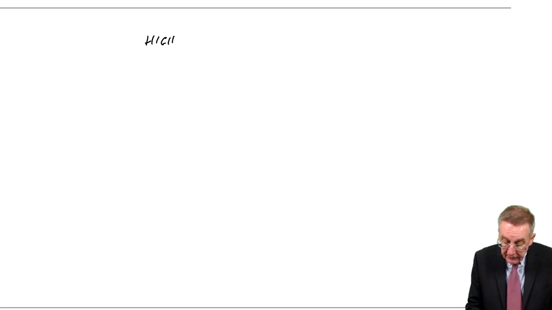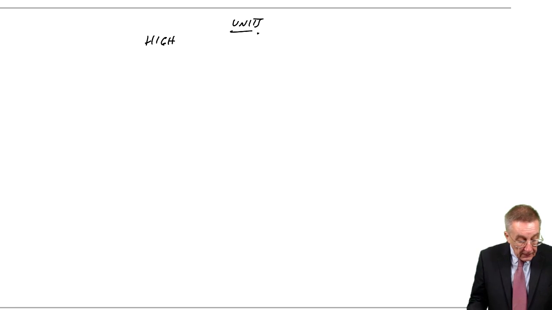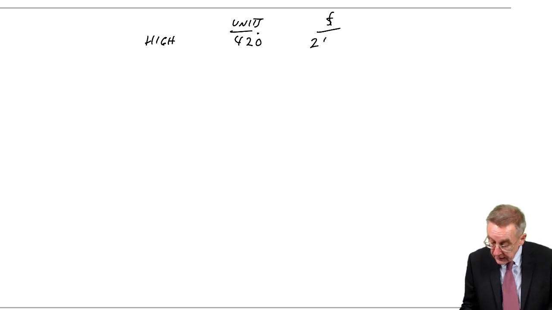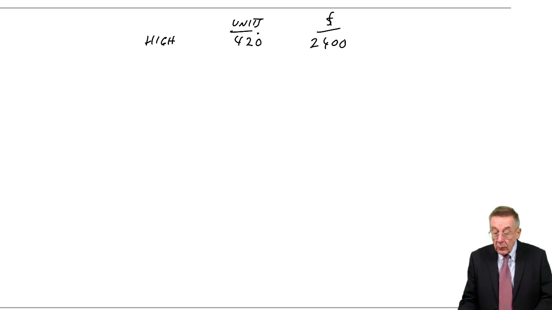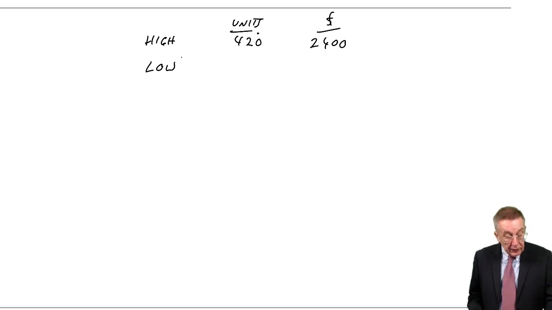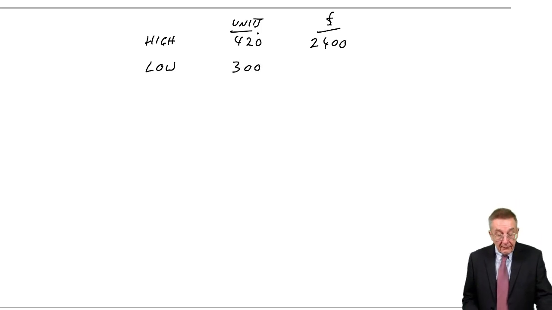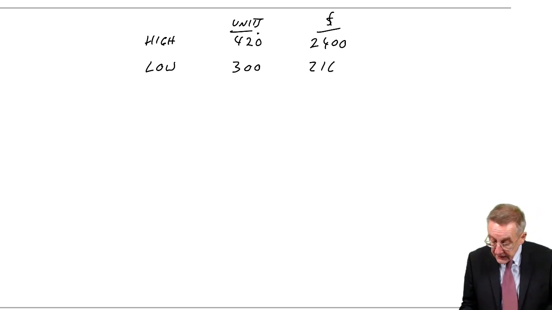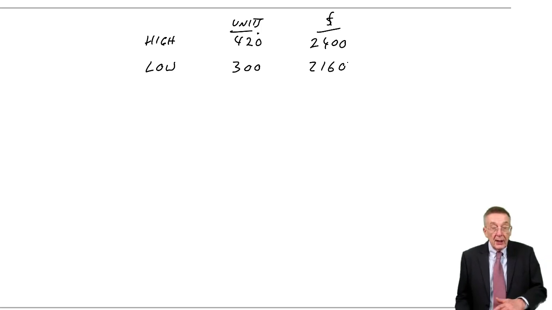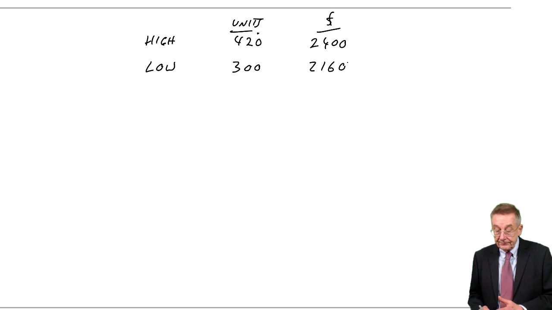So what's the highest number of units? The highest number of units is in April, it's 420 units, and the total cost in April was 2,400. We then take the lowest of the independent variable. The lowest one is 300, which was in February, and the associated cost was 2,160. So do be careful, it's the highest and lowest of this independent variable, which isn't necessarily the highest and the lowest of the dependent variable, the cost.